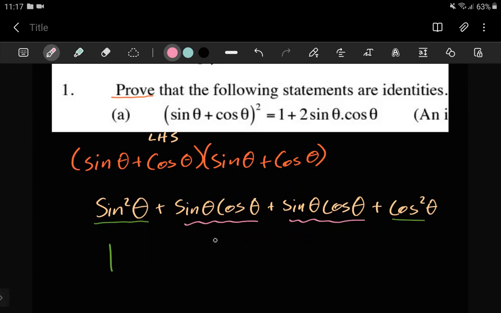So this here plus this here is going to give us 2 of them. This is 1 of this thing plus 1 of this thing, so we end up with 2 sin theta cos theta. But that one says 2 sin theta times, and then we've got plus. So how's that going to work?